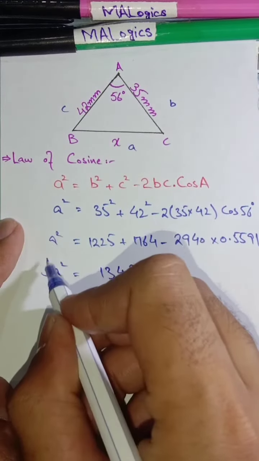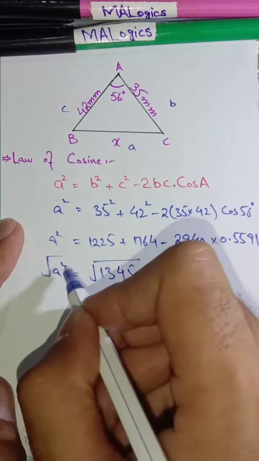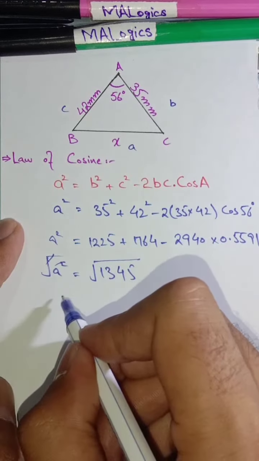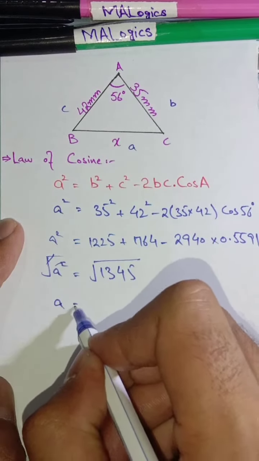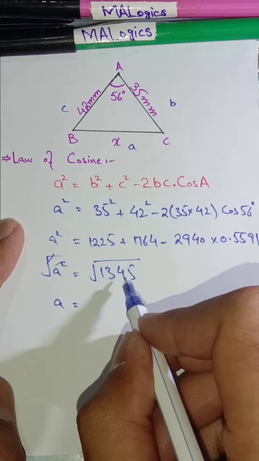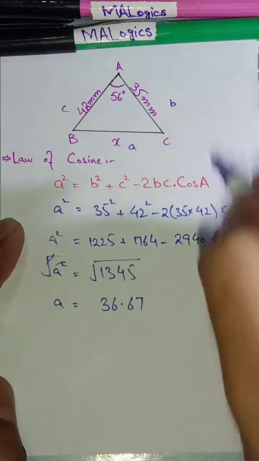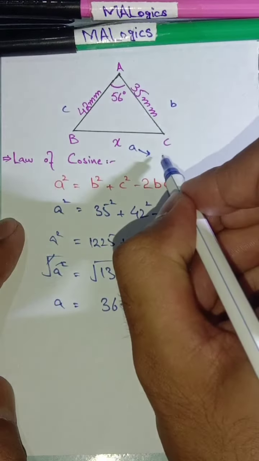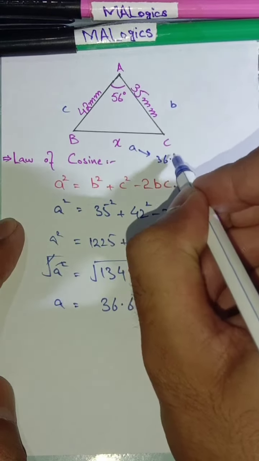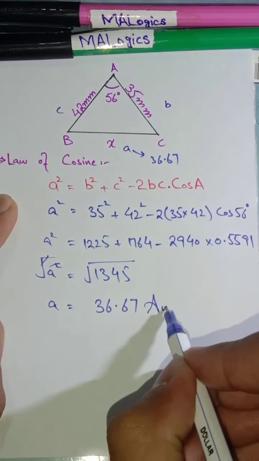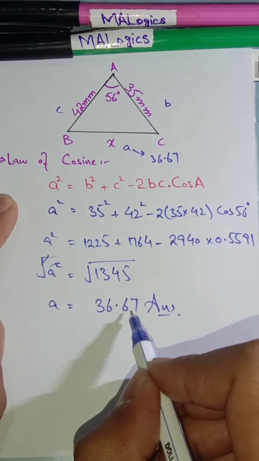So taking the under root on both sides, this under root will cancel out the square. a equals the under root of 1345, which is equal to 36.67. So this side will become 36.67. So this is our final answer, which is up to 2 decimal places.